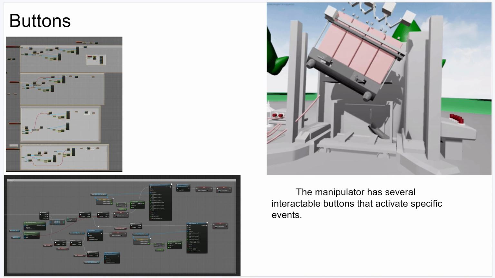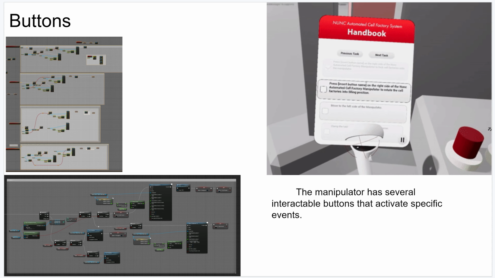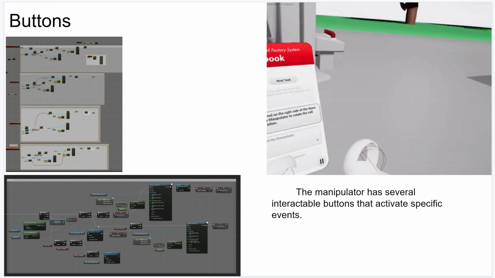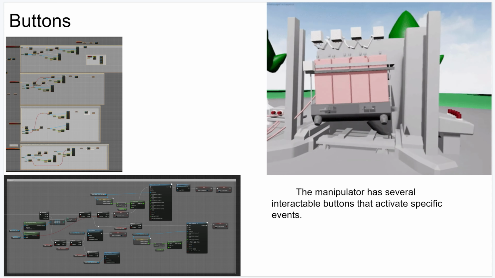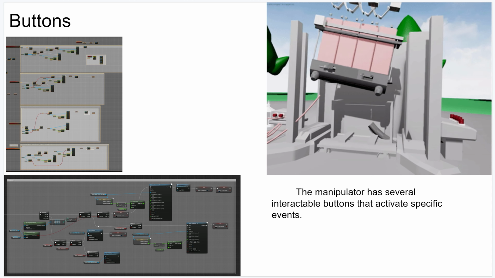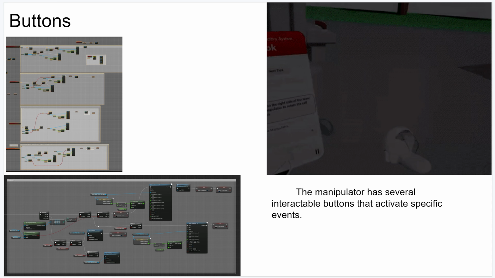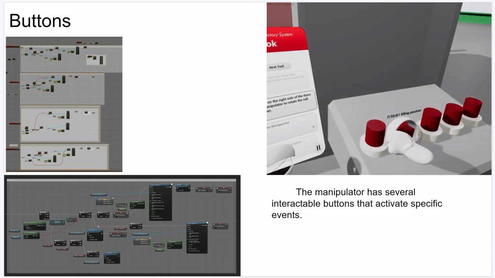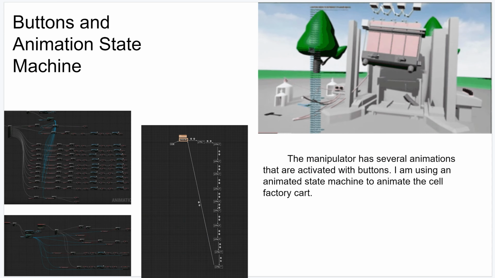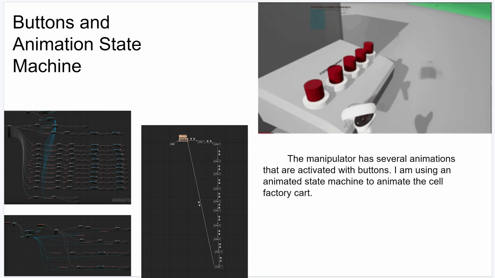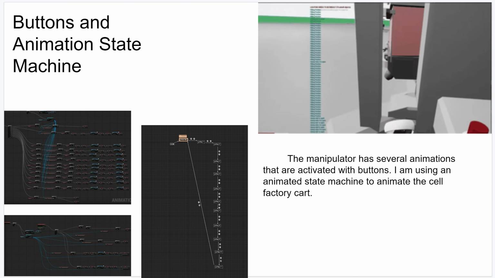So this is the buttons. My buttons in the VR are interactable. They push down and they go back up when they're not being pressed, and they trigger events when they're pressed. My buttons trigger the animation state machine so that the cell factories on the manipulator will be animated to the correct position.